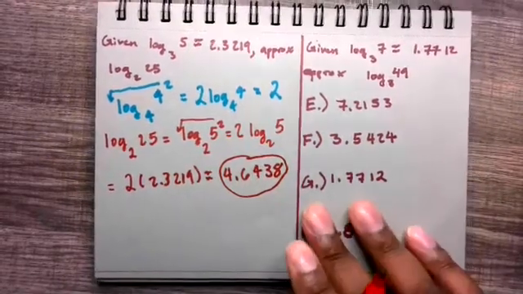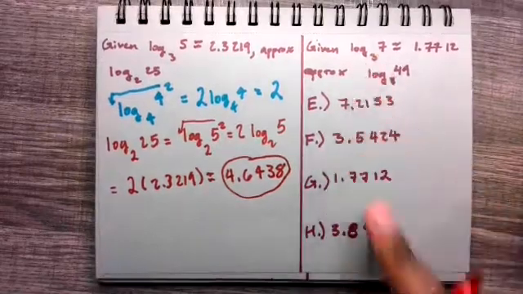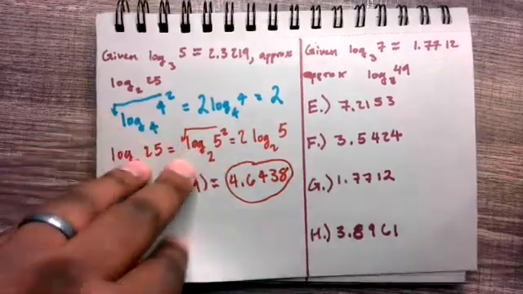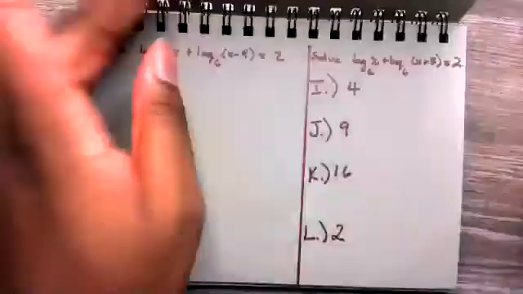All right. Pause the tape, see if you can figure out this problem. Given that log base 3 of 7 is about 1.77212, find log base 3 of 49. Okay? And make sure you put your answers in the comments.